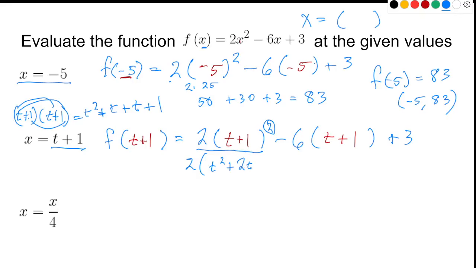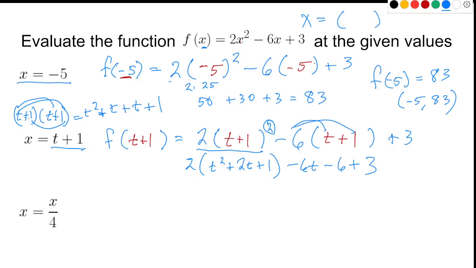A lot of times that gets missed. People will take this 2 and distribute it and make this t squared plus 1, sort of by distributing that power, but that's not how it works. This squared is saying t plus 1 times t plus 1. Now we're going to be okay. This 6, though, does just distribute. So we get negative 6 times t, negative 6t minus 6, plus 3.